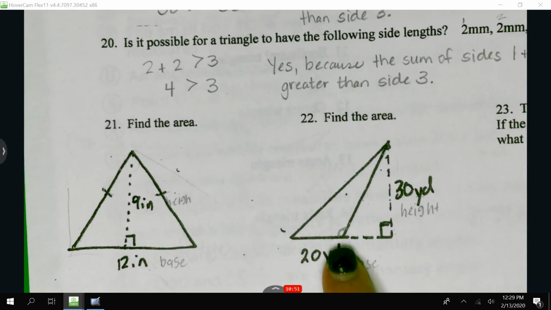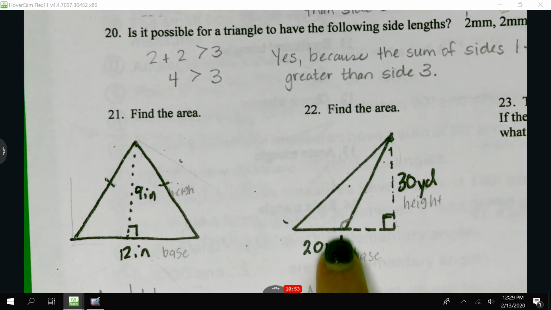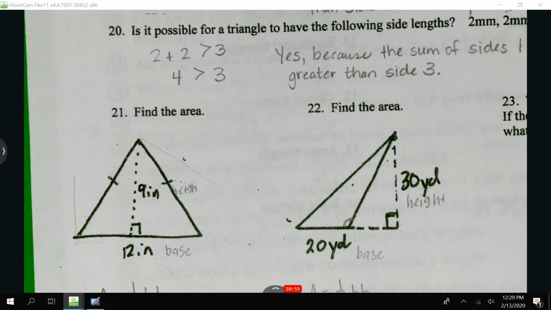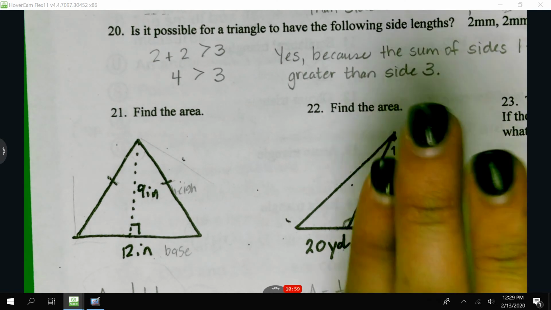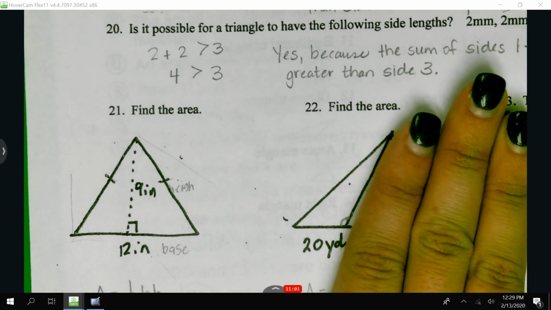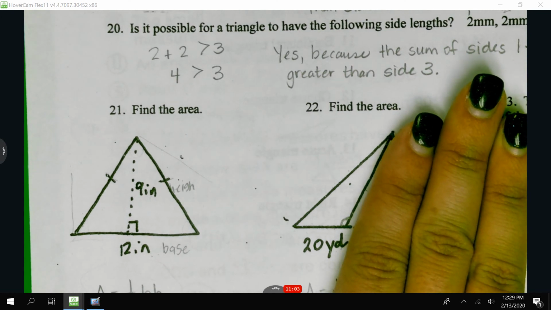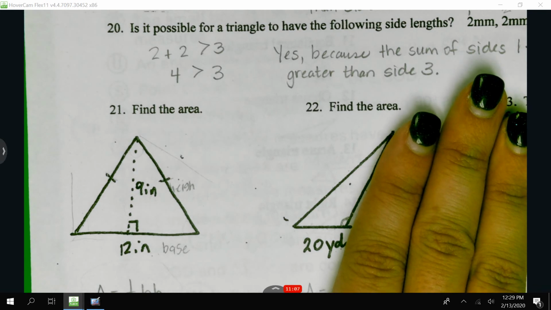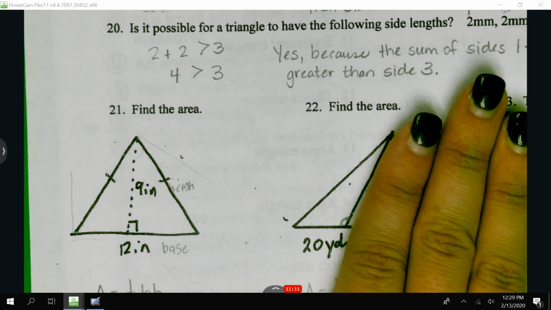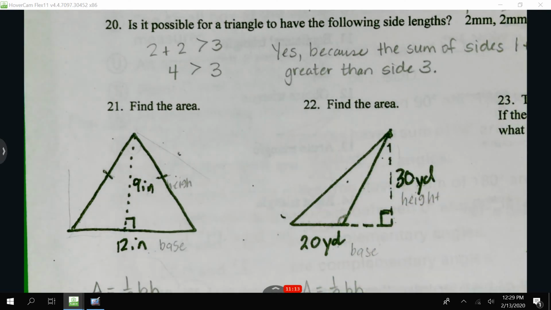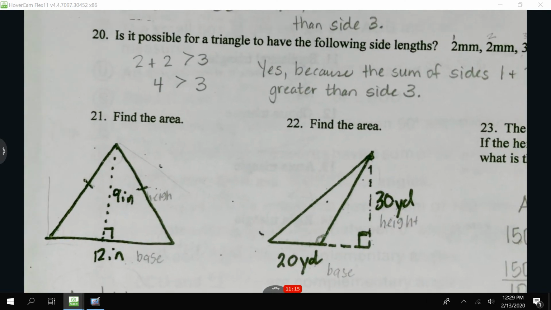What about this triangle? Remember what I just said when we were looking at it. The dotted lines is not the triangle. That's helping you find your height. So this is your actual triangle. Scalene, acute, or obtuse? Obtuse. You've got that one angle right there that's larger than 90 degrees. So that would be an obtuse scalene.